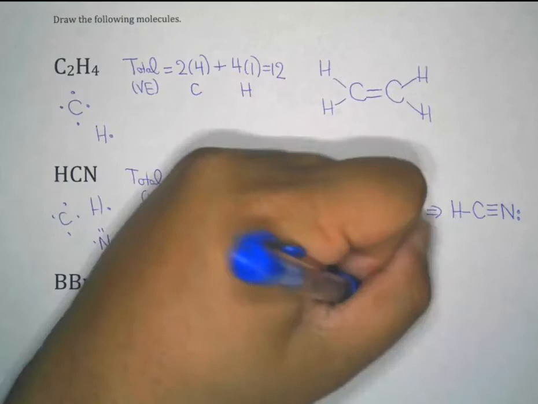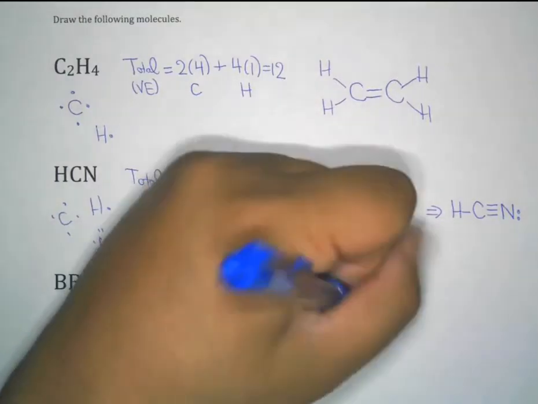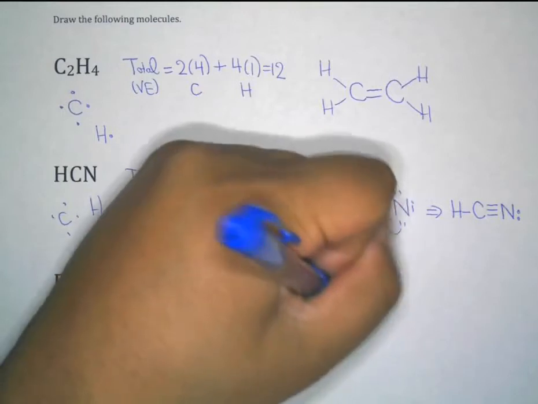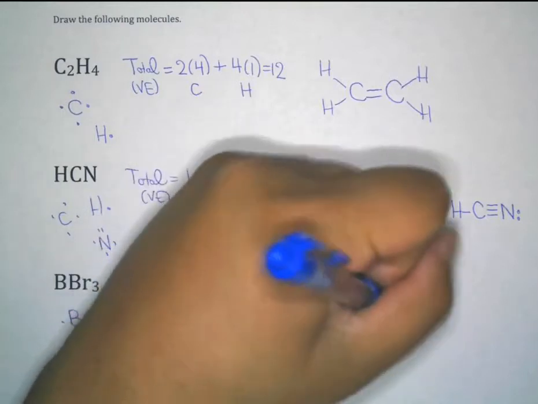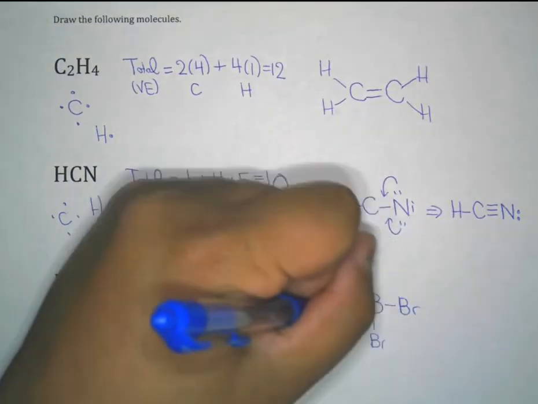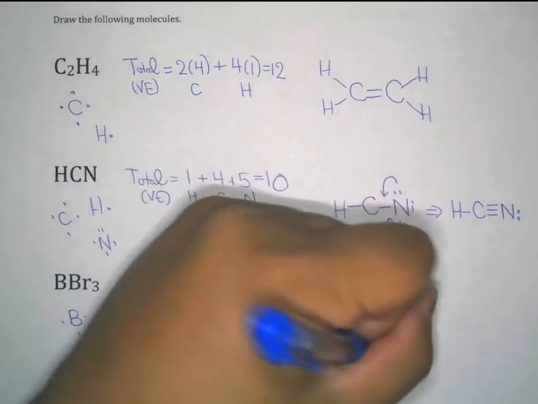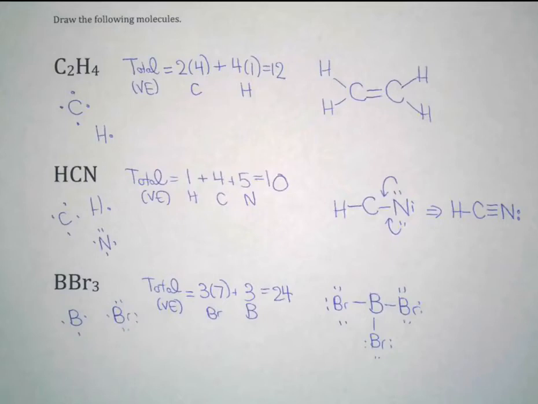With B as the central atom, make a bond with each Br. Complete the octet by adding 6 dots per Br atom. Note, B can lack an octet since it can only have a total of 6 electrons around the atom.